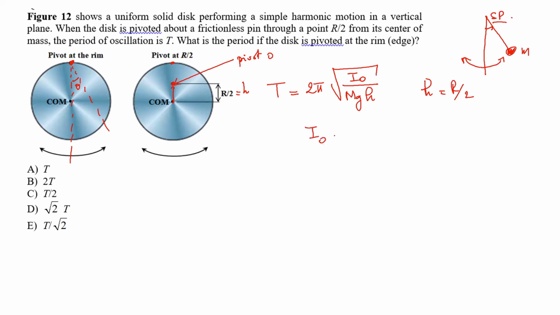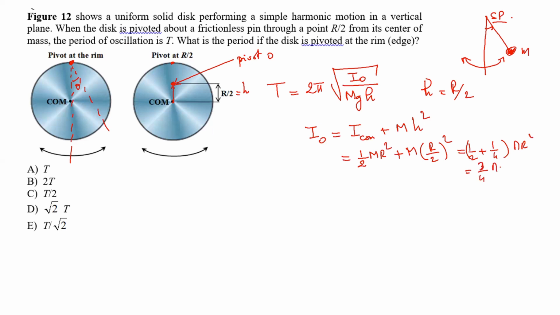Now, what is the moment of inertia? I_O. I will use parallel axis theorem. It's equal to I center of mass plus m h squared. I center of mass, you look at your formula sheet. Solid disk, uniform solid disk. What is the moment of inertia? Half m R squared. Excellent. Plus m h squared. h is R divided by 2, squared. So I will have what? Basically half plus 1/4 of m R squared, which is 3/4 of m R squared.